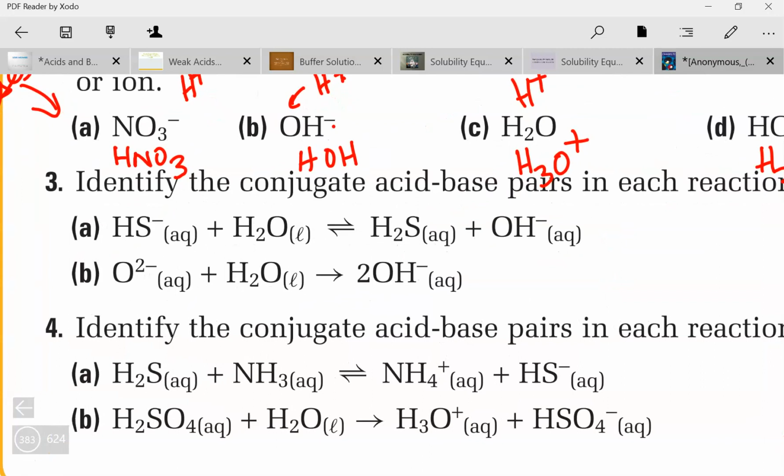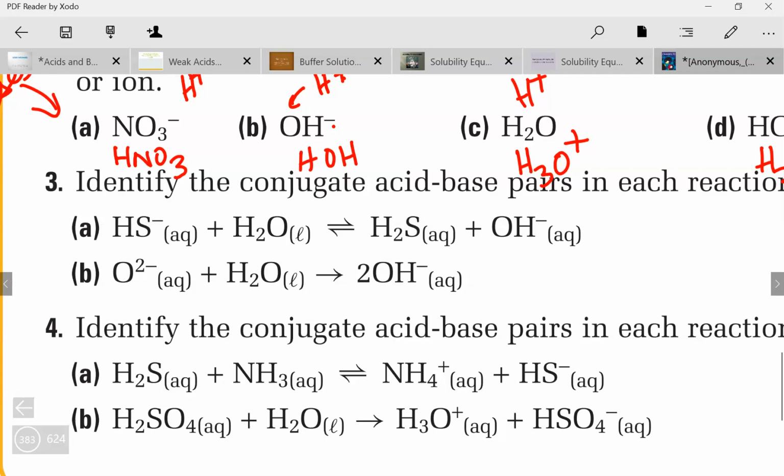Identify the conjugate acid-base pairs in each reaction. So here, sorry about that. It probably isn't too hard to identify the pair. We know that HS is going to go with H2S and this is going to go with that. It's just which is acting as an acid and which is acting as a base at this given time. It is also not too difficult, hopefully.